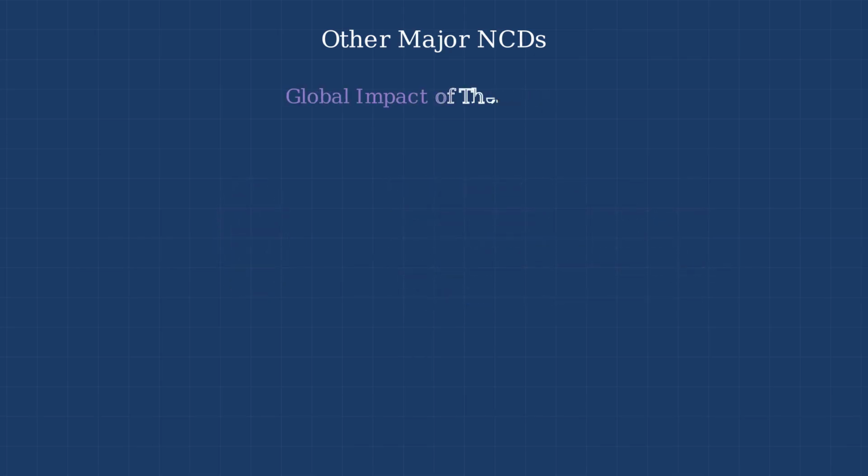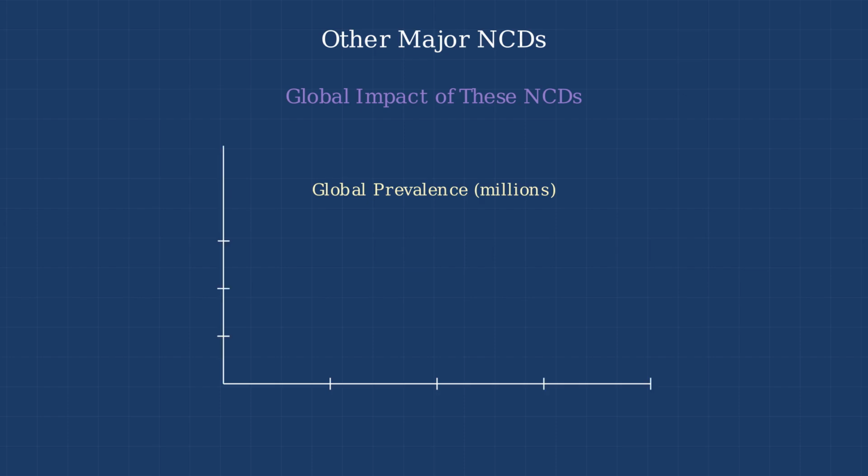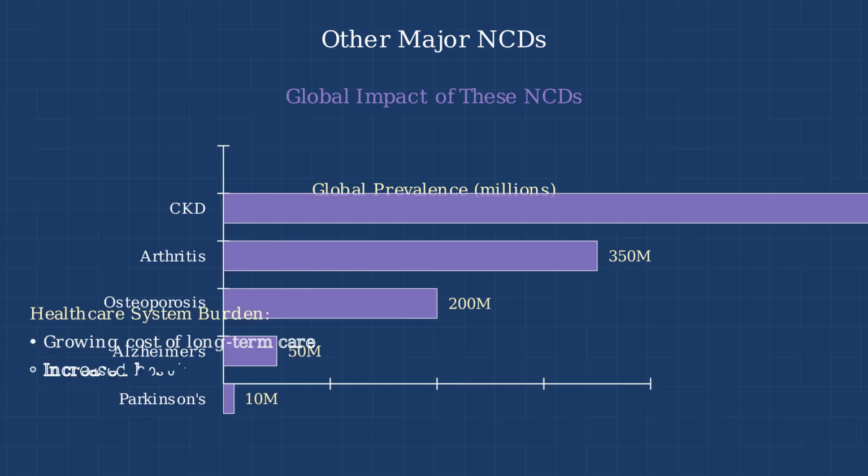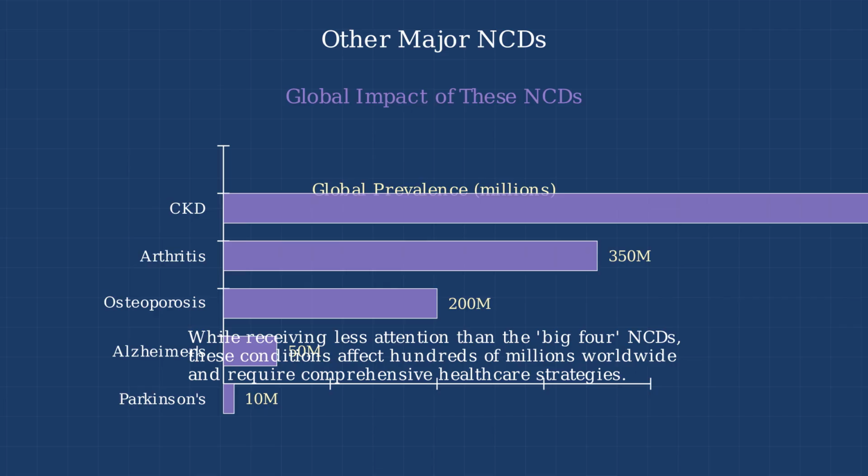The global impact of these NCDs is substantial, with hundreds of millions affected worldwide. Chronic kidney disease affects nearly 850 million people, while arthritis impacts over 350 million. These conditions place an enormous burden on healthcare systems worldwide through increased hospitalization rates and long-term care needs. They also significantly reduce quality of life and workforce productivity. While these conditions often receive less attention than cardiovascular disease or cancer, they affect hundreds of millions worldwide and require comprehensive healthcare strategies.